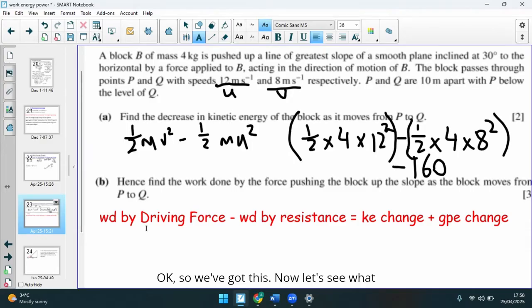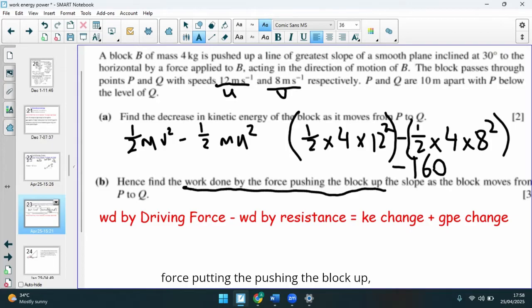Okay, so we've got this now. Let's see what values fit into here. Now, it says find the work done by the force pushing the block up. What does this mean? This is basically the same as work done by driving force. They've just written it in another way. So this is what we need to find.